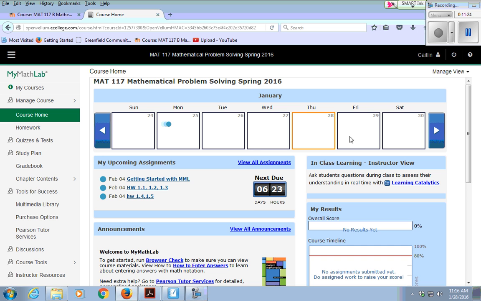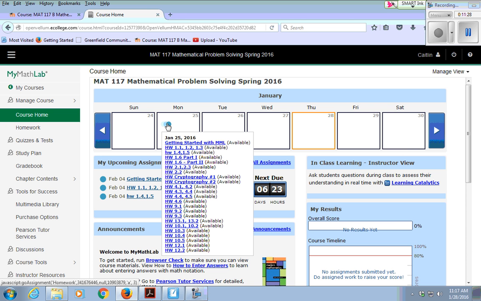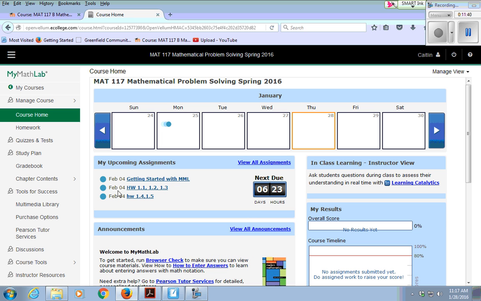You have a little calendar up here with important dates posted. There's a little blue dot on important dates. So this was an important date because this was the date that I made all of your homework available. So every single homework assignment is now posted. You can look at it. Your first due date is February 4th. Wanted to give you a little bit of time to get signed up and acclimated to the website.